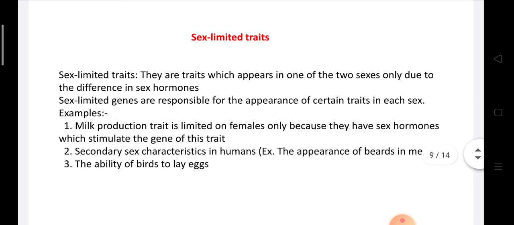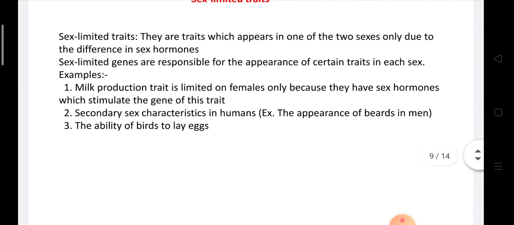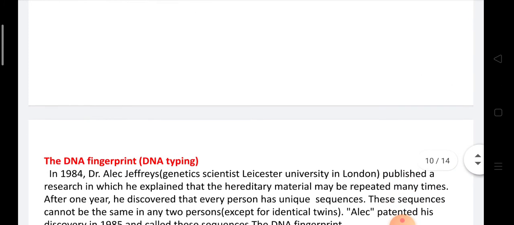Sex limited traits. They are traits that appear in one of the two sexes only due to the difference in sex hormones, that means feminine hormones and masculine hormones. Sex limited genes are responsible for appearance of certain traits in each sex. For example, number 1, milk production is limited to females only because they have sex hormones which stimulate the gene of this trait for milk production. Number 2, secondary sex characteristics in human, like appearance of beards in men. Number 3, the ability of birds to lay eggs.